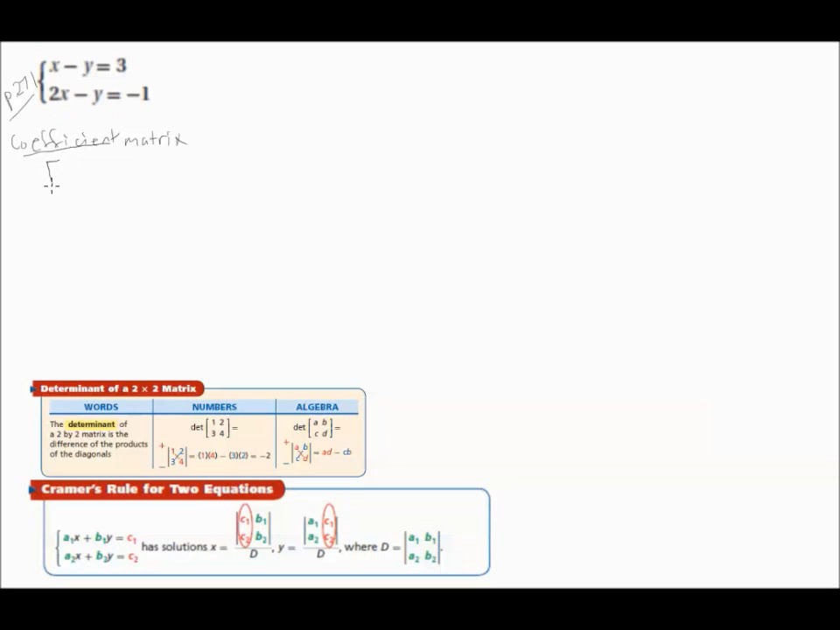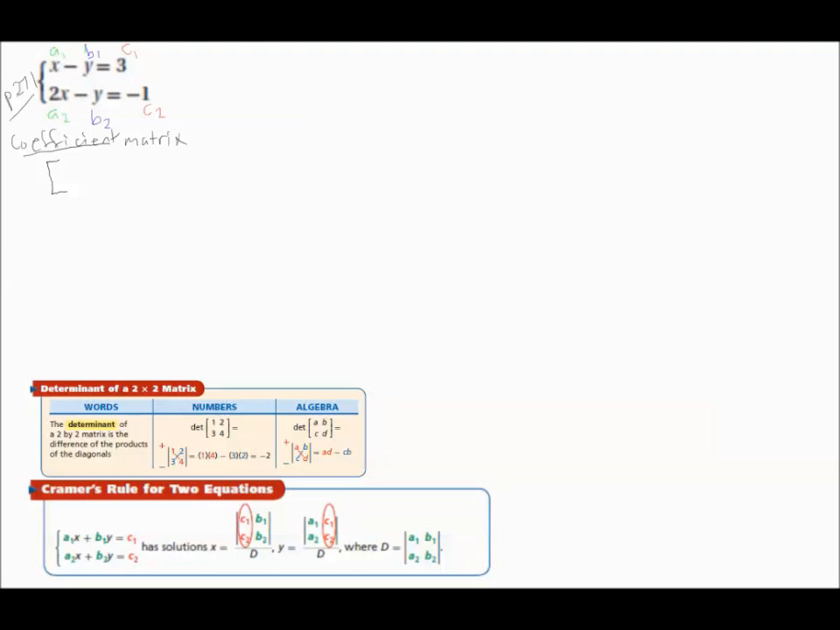Our coefficient matrix is going to look like this. We'll have our A1 coefficient here, and our B1 will be here, that coefficient. Our A2 coefficient comes from our second equation. Our B2 coefficient comes from our second equation. And then we have our C values out here, which we aren't dealing with in our coefficient matrix yet.